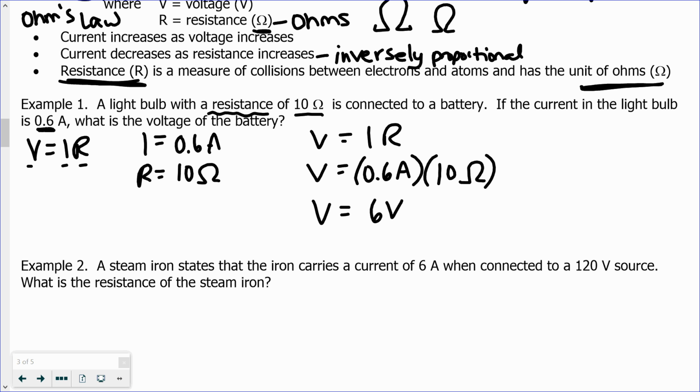So the next one says a steam iron carries a current of 6 amps when connected to a 120 volt source. So I believe most of our electrical outlets are 120 volts, but I could be wrong.